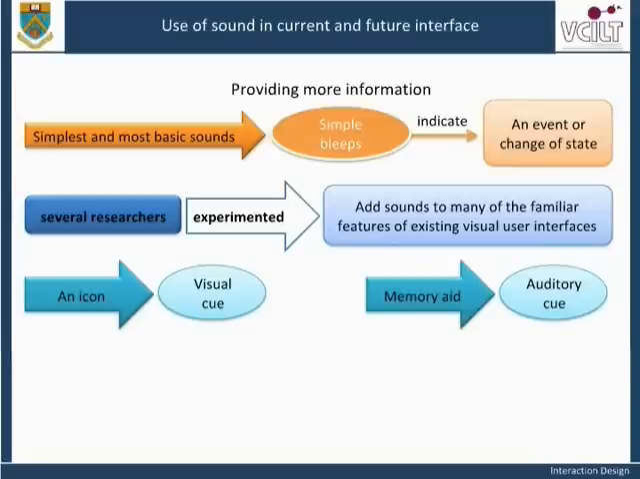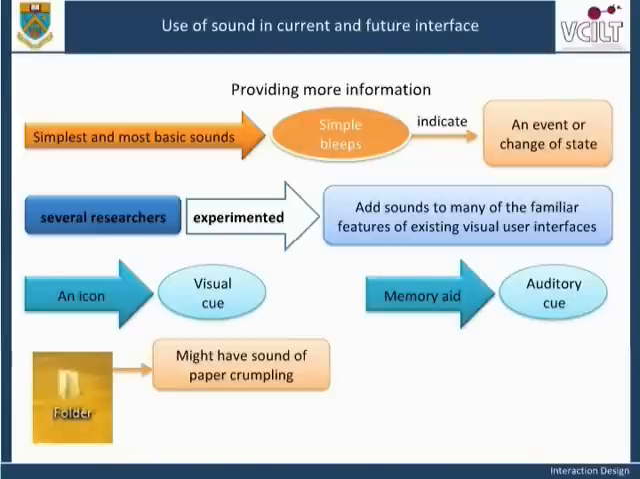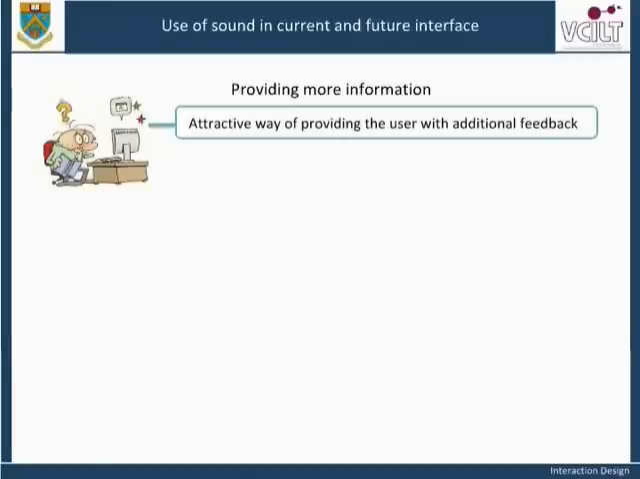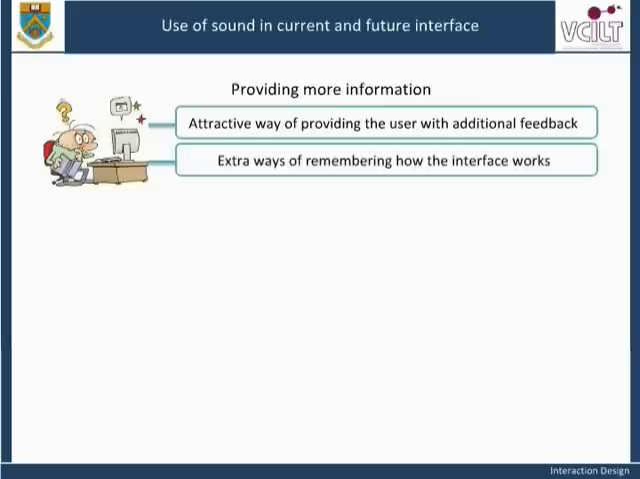The sounds used in some of these experiments were natural ones, chosen to match the kind of interface objects with which they are associated. For example, folders on a desktop might have the sound of paper crumpling, presumably because, in the real world, we put paper into folders, and dropping an item in the wastebasket might produce a sound of breaking, because things sometimes break when we throw them in the bin. While this might seem an attractive way of providing the user with additional feedback and extra ways of remembering how the interface works, it has some problems.